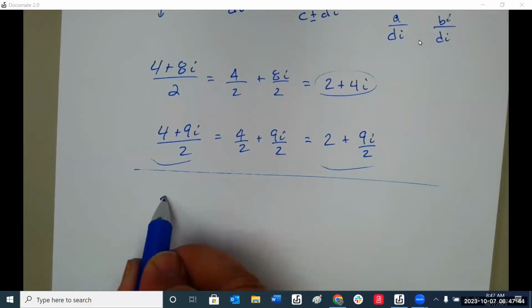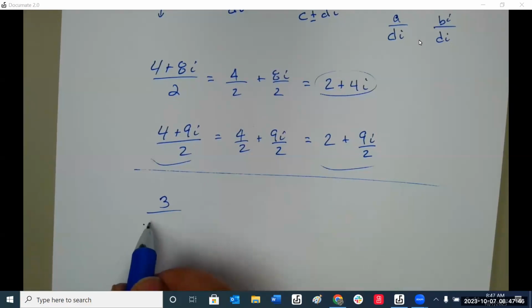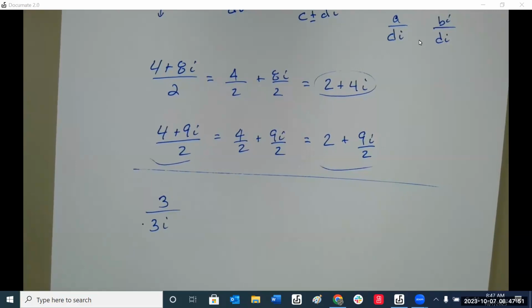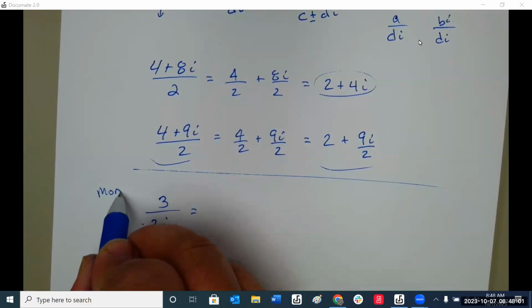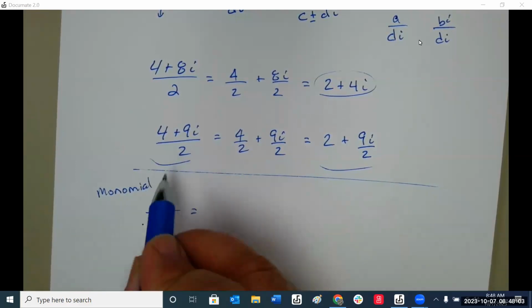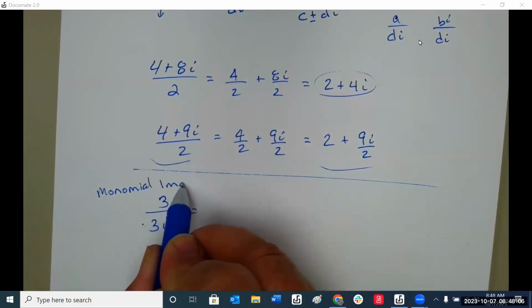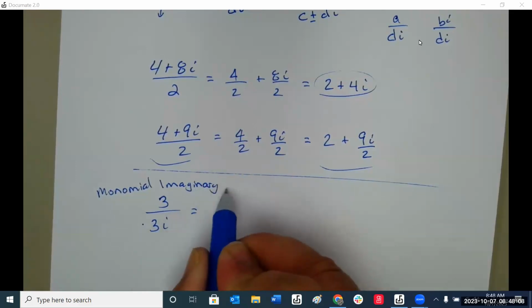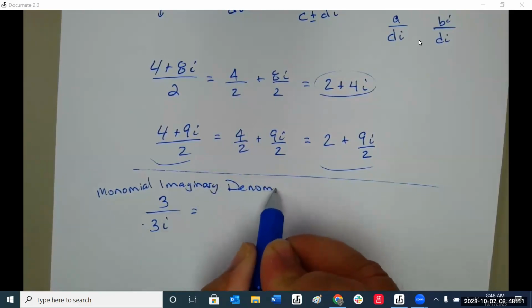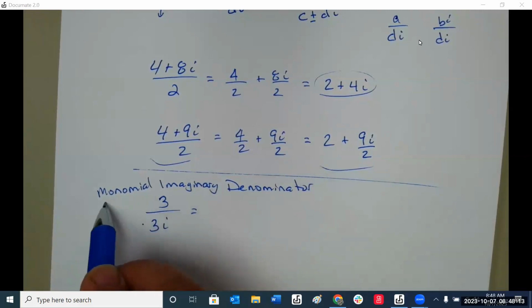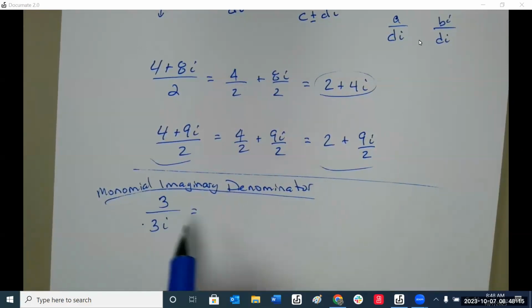So what if we had a constant on top? A monomial imaginary denominator. We just have a single term. Monomial means one term.